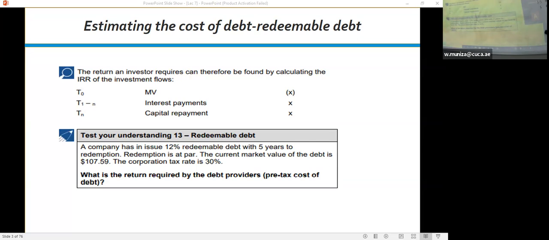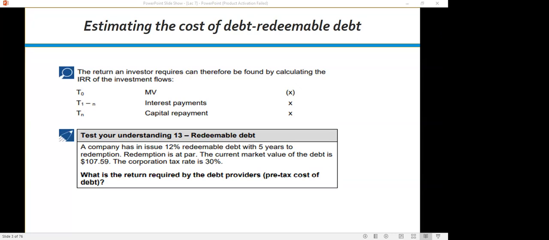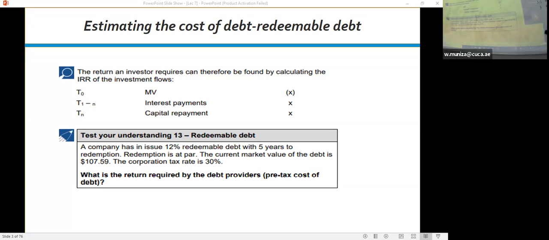10.6%. Arthur, did you get the same? Still I'm working on it. Okay. So 10.6% pre-tax cost of debt means that at this particular point, the NPV of the project is going to become zero. And this is the return which is required by the debt providers, 10.6%. So at 10.6, if you are going to round it, you can round it also. And when you discount the cash flows, you will be getting the NPV as 0. Yes, Atif, did you get the same?